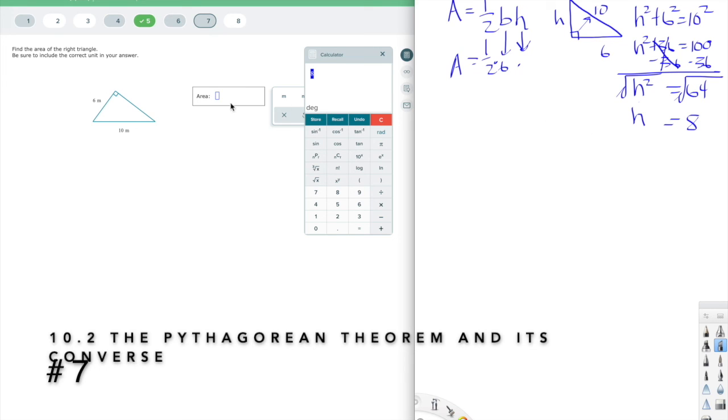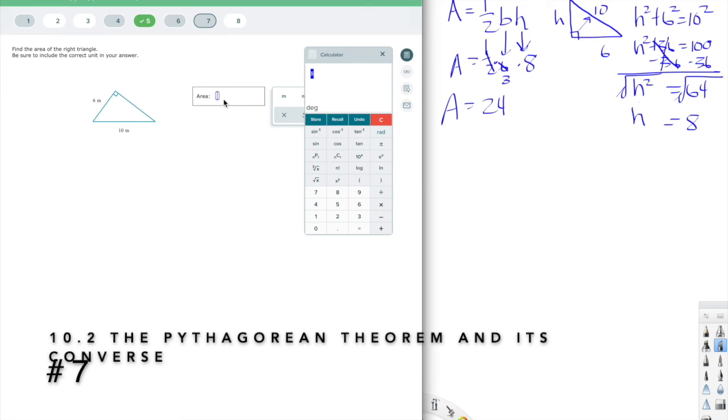That's my h. So now I'm going to go a equals, and I can take half of 6 or half of 8. It really doesn't matter. So I'm going to go half of 6 is 3. 3 times 8 is 24. If I did half of 8, that would be 4. 4 times 6 is 24. So either way, I'm going to get the 24.